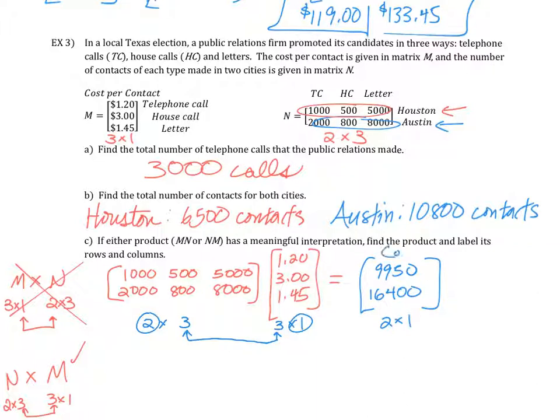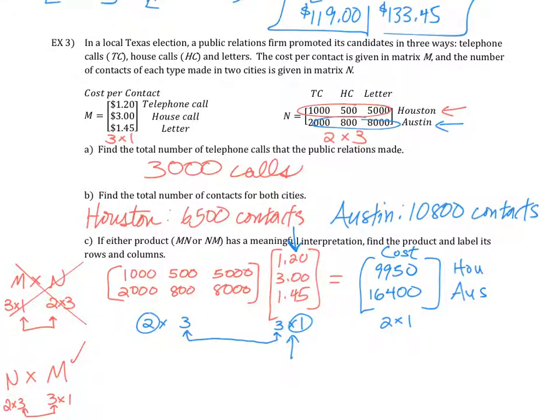They will tell you the cost, because that is what this column was describing. And we know that the top row for this matrix was Houston, as you can see here, and the bottom row for this matrix is Austin, which you can see here. So the rows of the first matrix will match up with the rows of your answer, and the column of the second matrix will match up with the column for your answer. So here we have Houston, and here we have Austin.